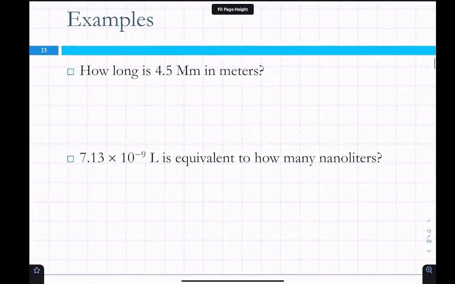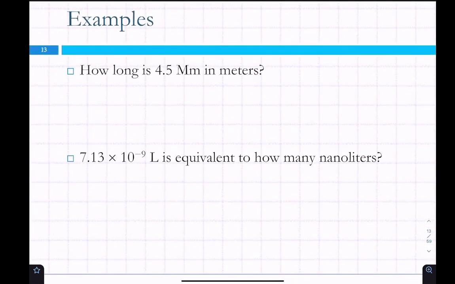Right then, so should have this on there. Should say slide 13. I don't believe I changed any of the slide numbers. So give you a couple minutes.